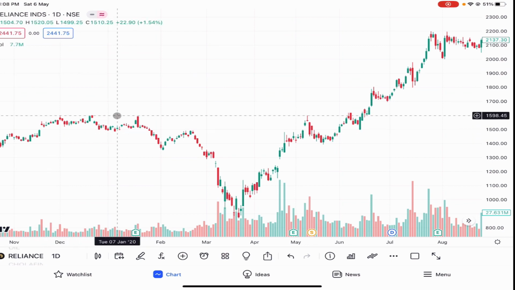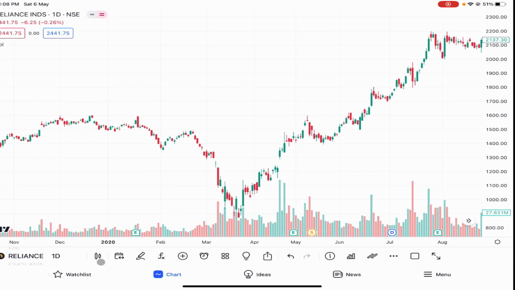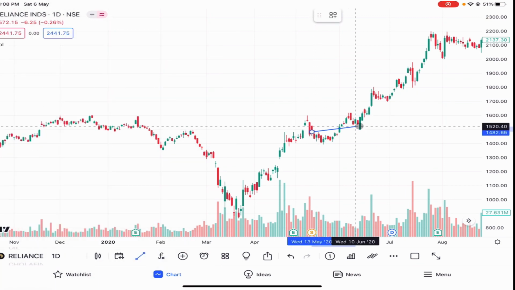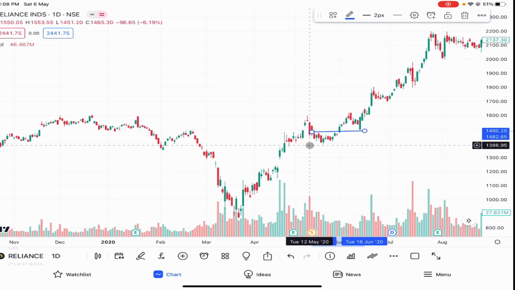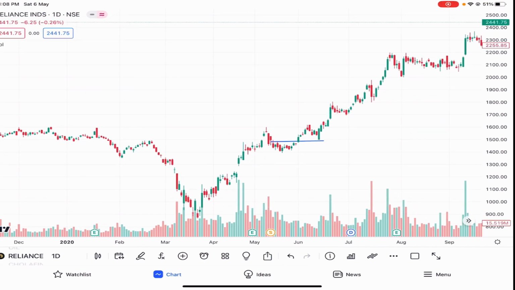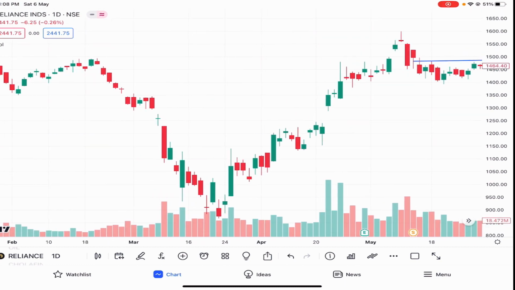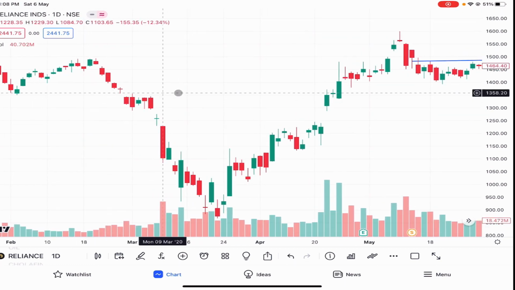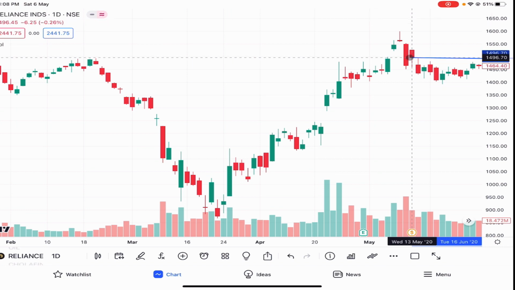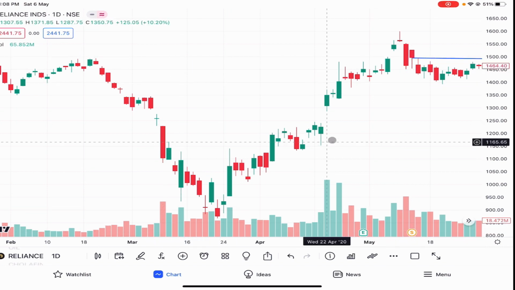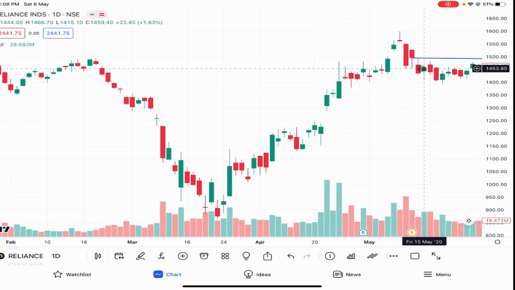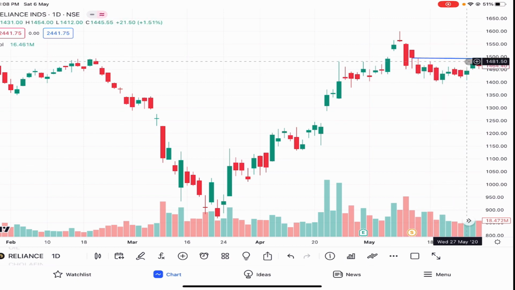Okay, if you look at this chart over here, this is my daily chart of Reliance, by the way. Let's just do this. If you look at this, just ignore the last candle. What can you see? You can see that my price is resisting this line over and over again. It's not going past this line at all.